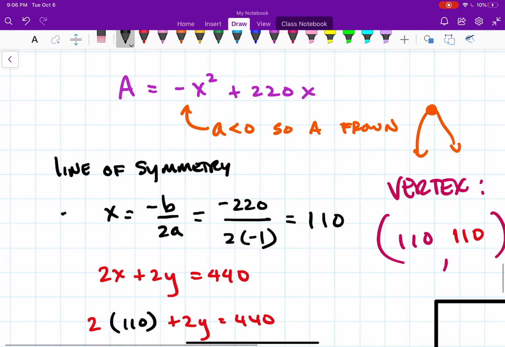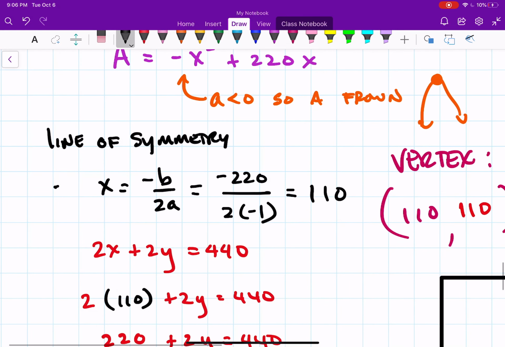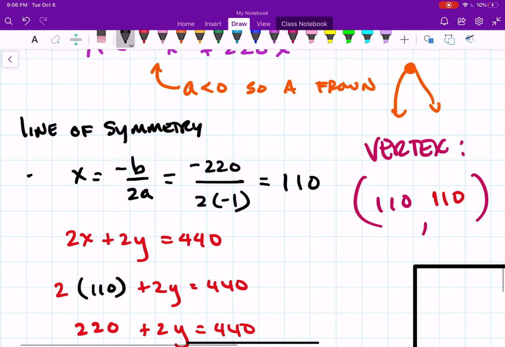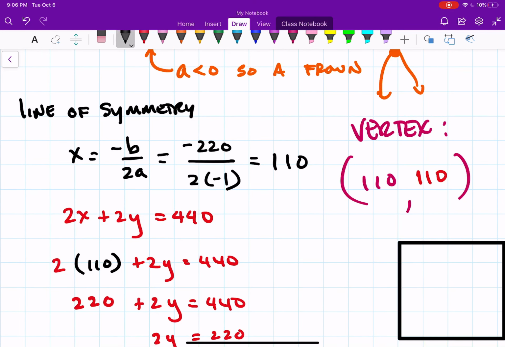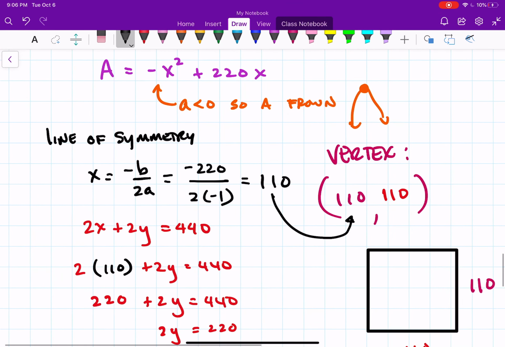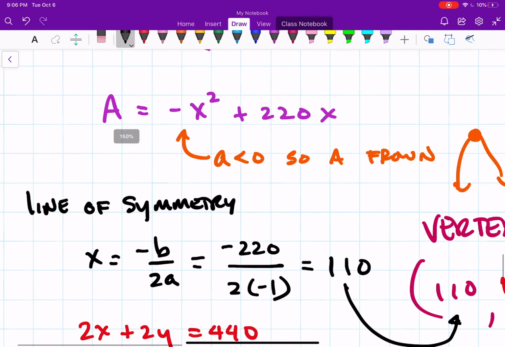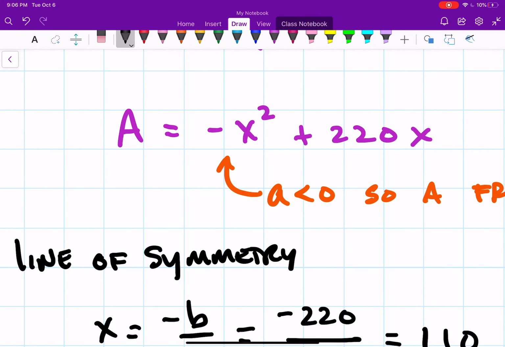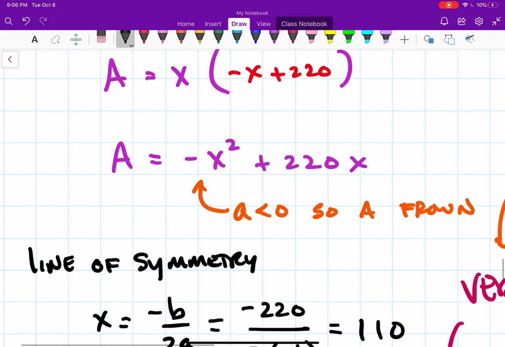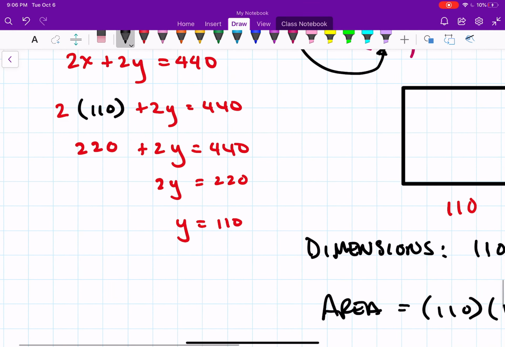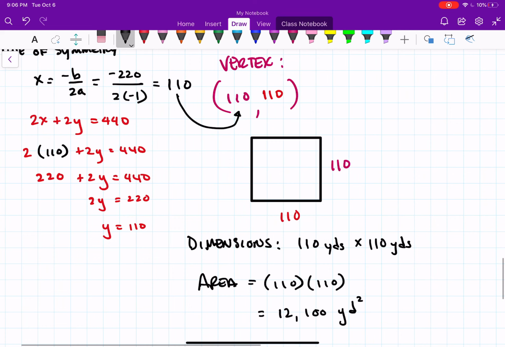So there you go. From there, I know that I can get my x value by doing the line of symmetry. And when I get my line of symmetry, I know now that I have my x value. And then I plug my x value back into the equation of the perimeter and get my y value. So now I will have my dimensions and my area.